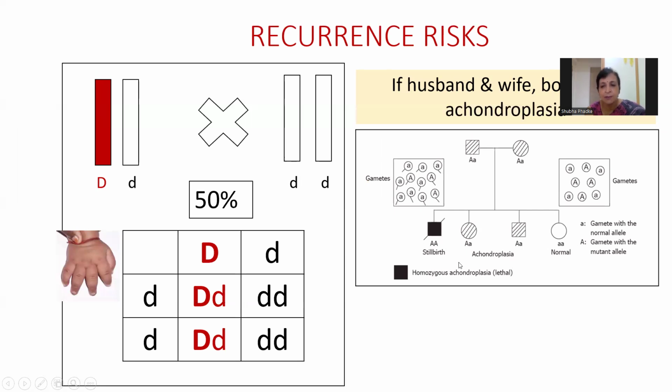And in 1 in 4 possibilities, the mutated copy of the achondroplasia gene is passed on from the father as well as the mother, and such an offspring who is homozygous for the achondroplasia gene will have a severe type of skeletal dysplasia, which is usually lethal during the neonatal period.